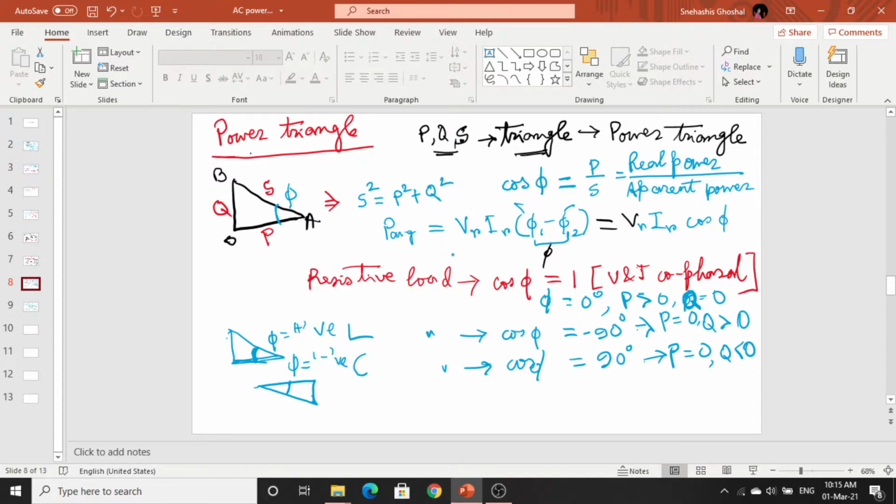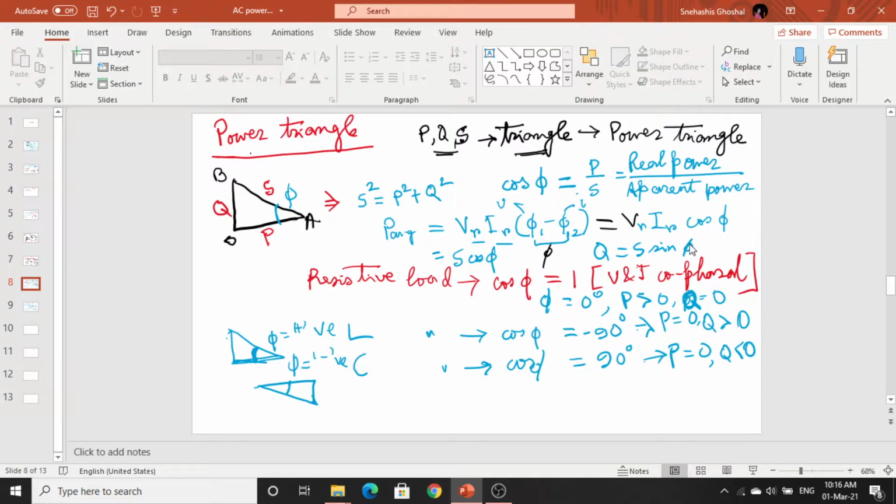That means VR IR cos of phi 1 minus phi 2. Phi 1 is the phase of voltage and phi 2 is the phase of current. We are representing that in terms of phi only, or in other words VR IR cos phi. Phi is the phase difference between voltage and current. First comes voltage, then current. So P average is S into cos phi. Similarly, Q will be S into sin phi.